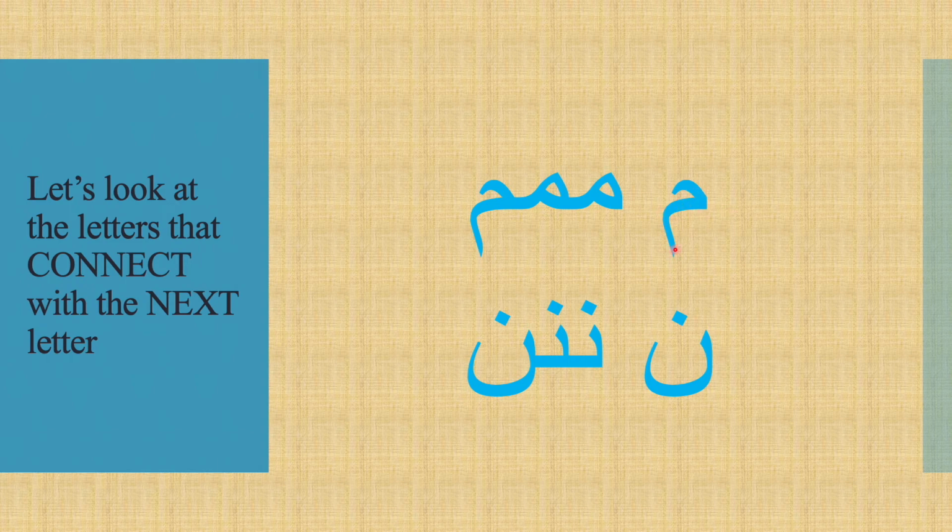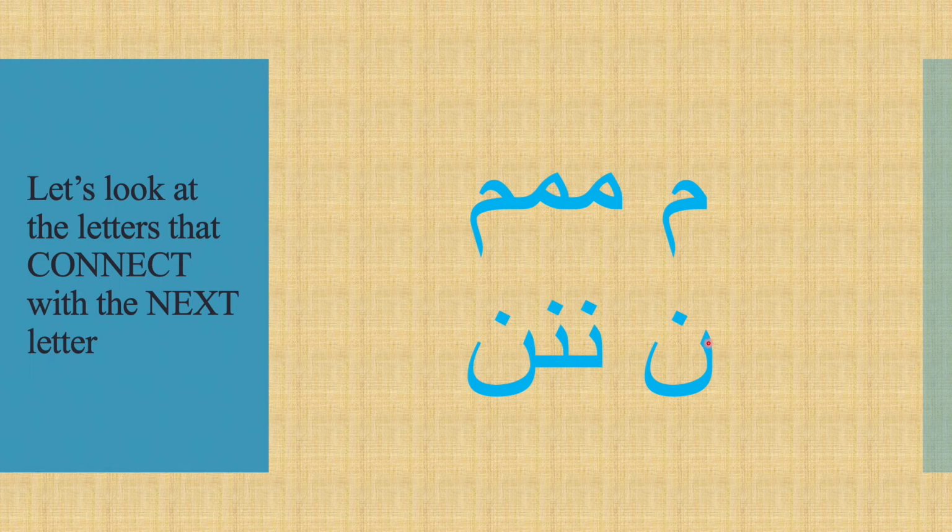Mim, by itself, in beginning or middle position, initial or middle position, it loses this tail that goes under the line. It sits on the line. Mim, and then another Mim, and then the final Mim takes its full shape and has this tail that dips under the line.